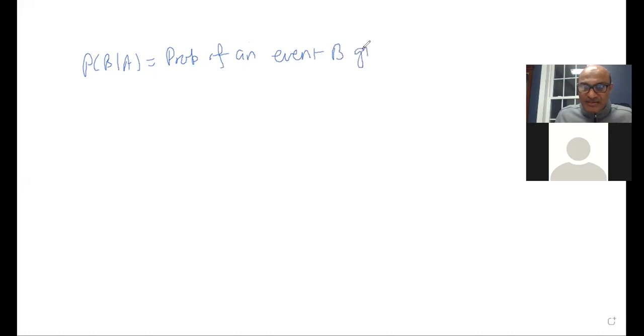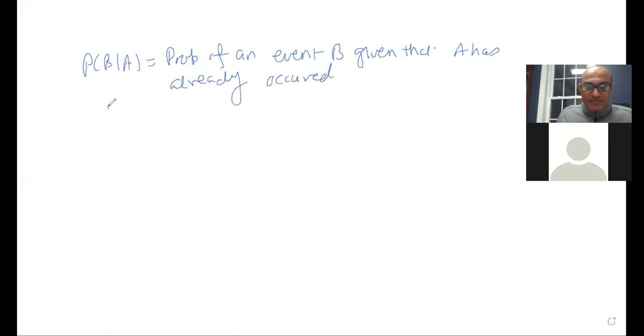So look at over here, the whole example. Now you know these things, so I can write this one very quickly. Probability of B given A is equal to the probability of event B given that A has already occurred. That is the meaning.